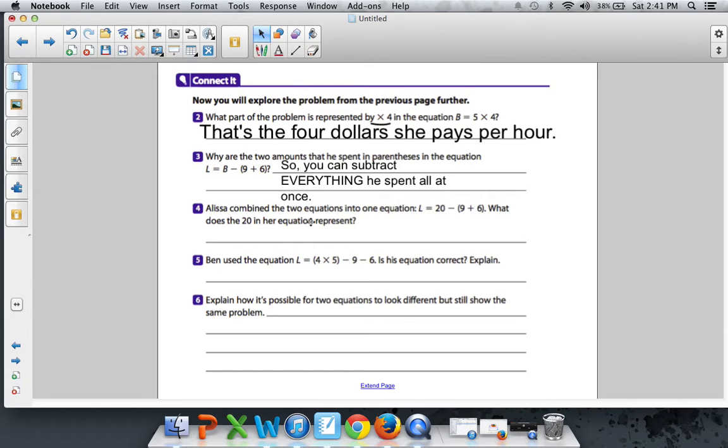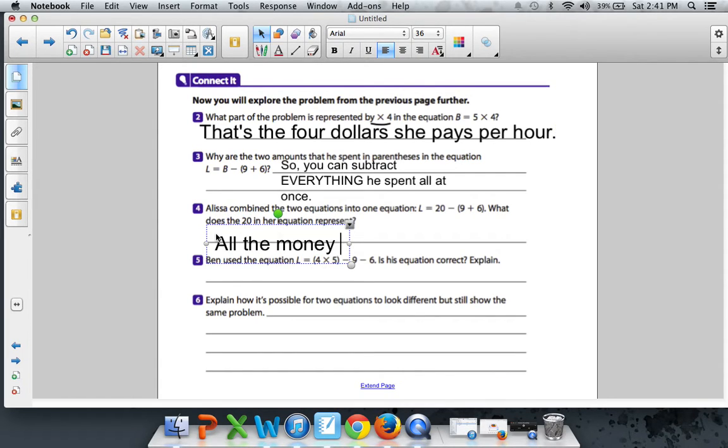Alyssa combined the two equations into one equation. L equals 20 minus 9 plus 6. What does the 20 in her equation represent? Well, remember, it was $4 for 5 hours. So 5 times 4 is 20, and that 20 is what? That's all the money he had in the beginning.